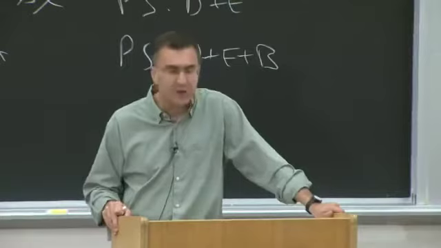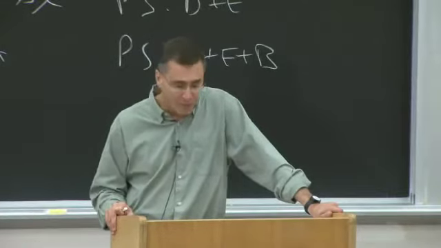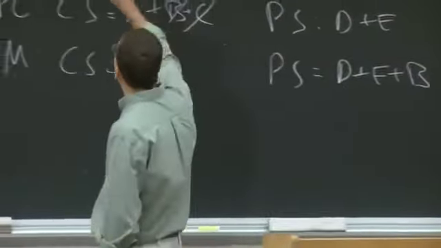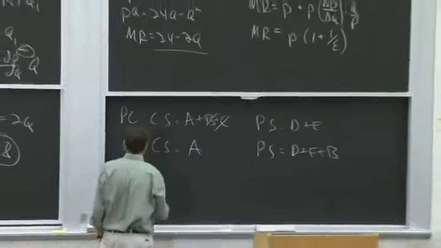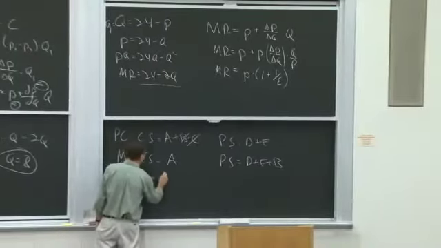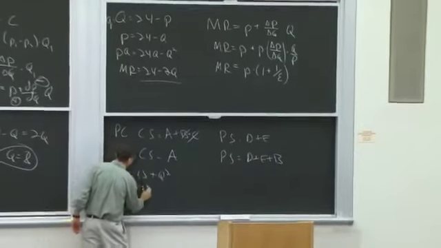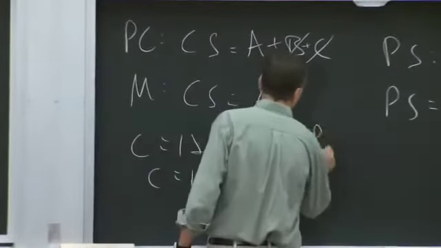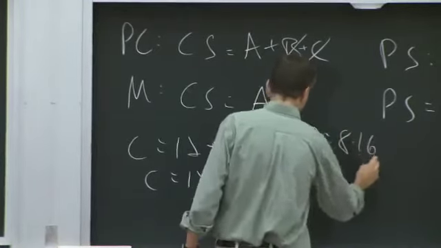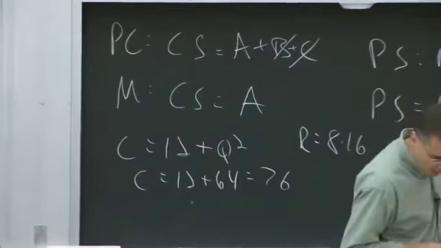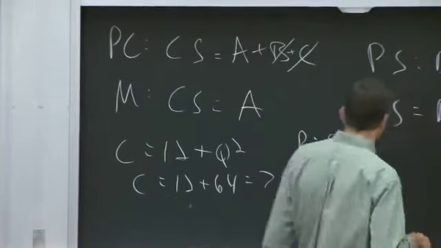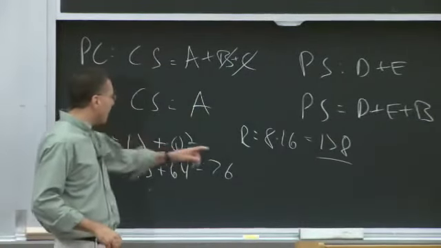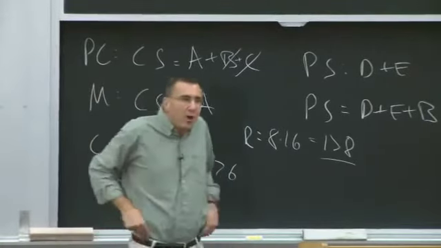Because remember, what are the profits for the perfectly competitive firm? We know the cost function is 12 plus Q squared. So if they sell 8 units, their costs are 12 plus 64, which equals 76. Their revenues, if they sell 8 units, are 8 units times the price of 16, which is 128. So what are their profits? Their profits are 52.